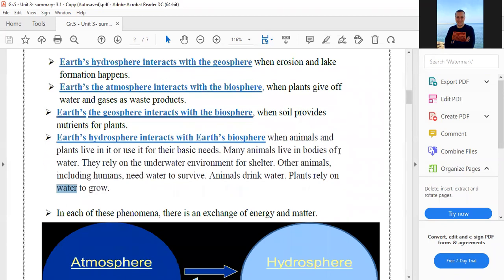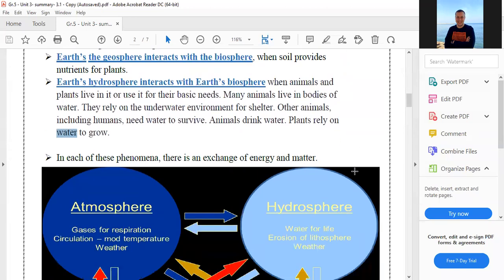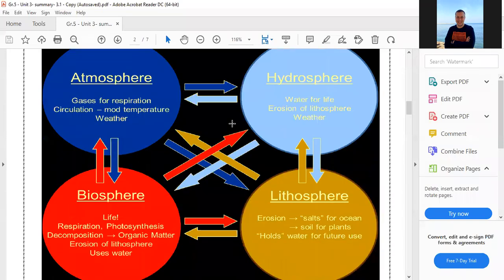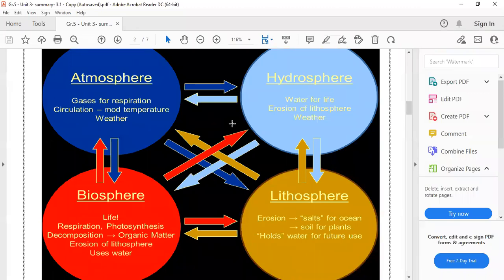This is very easy. In each of these phenomena, there is an exchange of energy and matter. This diagram shows how the interactions take place. As you can see, the atmosphere, biosphere, lithosphere, and hydrosphere. Between each two spheres there is an interaction, and also, they all interact with each other at the same time.